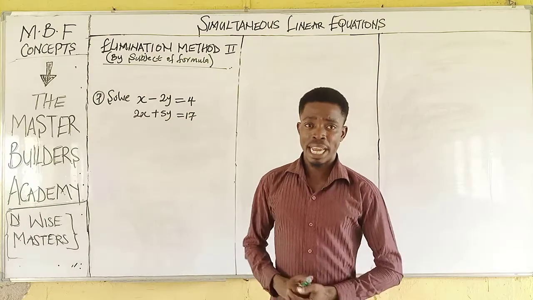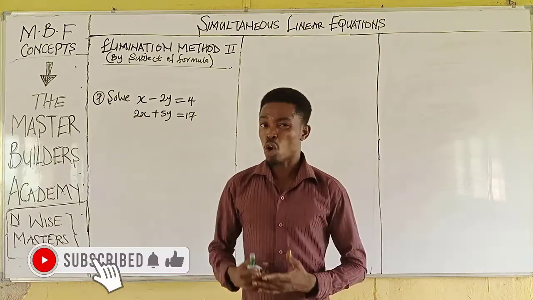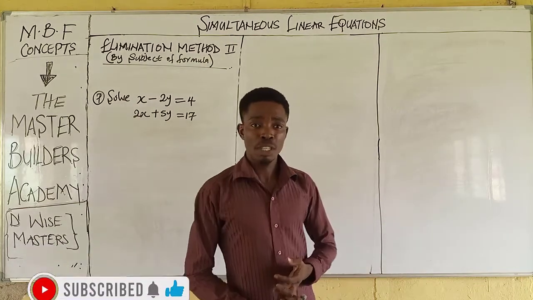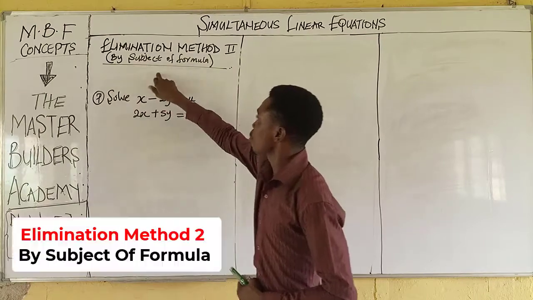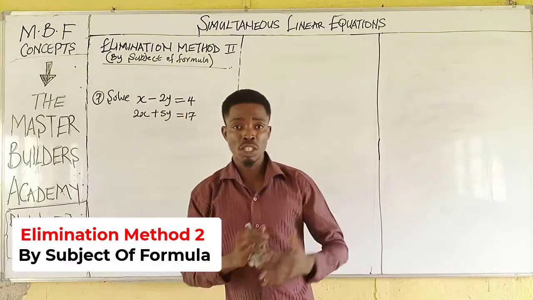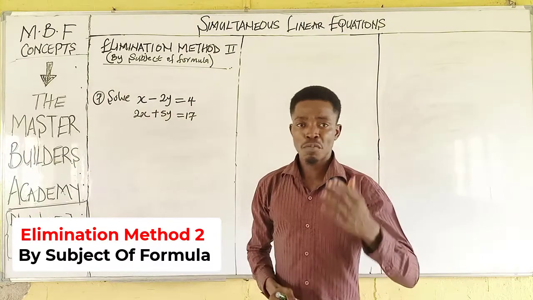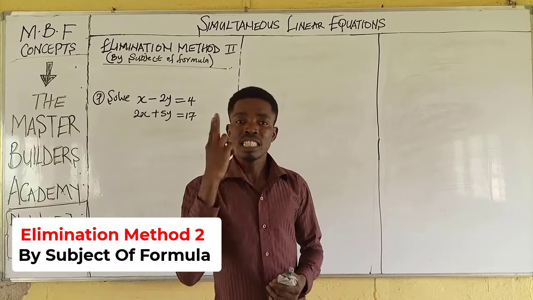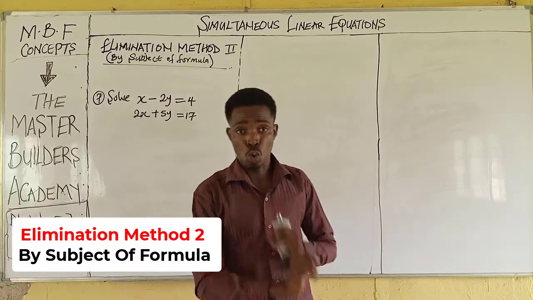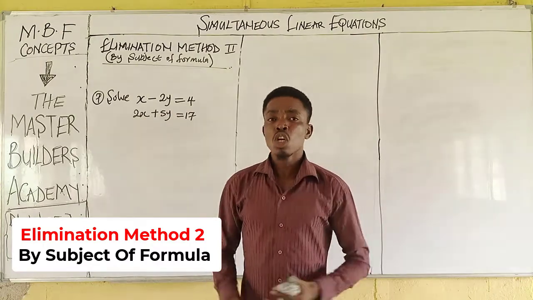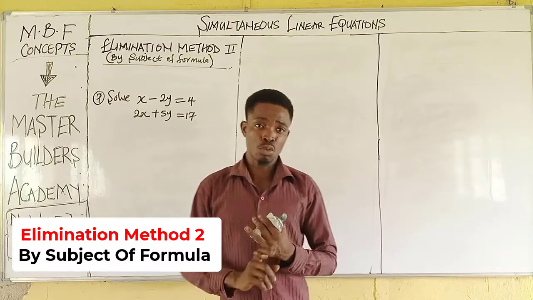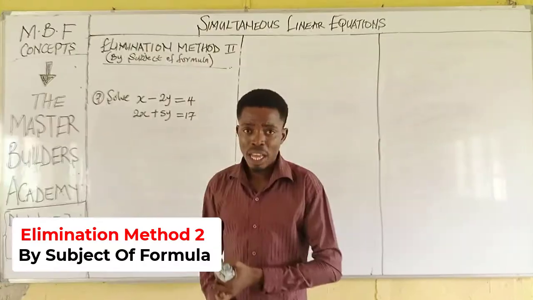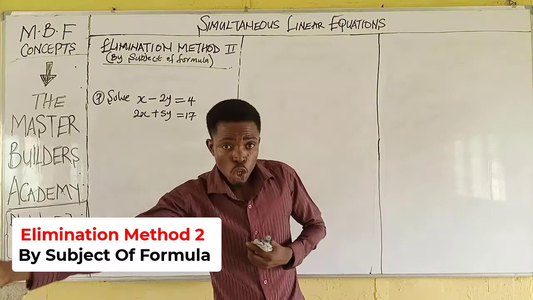Alright, now let's go ahead as we provide the necessary solutions to any simultaneous equation using elimination method 2. Now, what is this elimination method 2 called? I call it by subject of formula. So what you do here is to make equation 3 and 4 from the two equations that you are given, which are already equation 1 and equation 2. From equation 1, you will make equation 3, and from equation 2, you will make equation 4. Then finally, you equate equation 3 to equation 4.